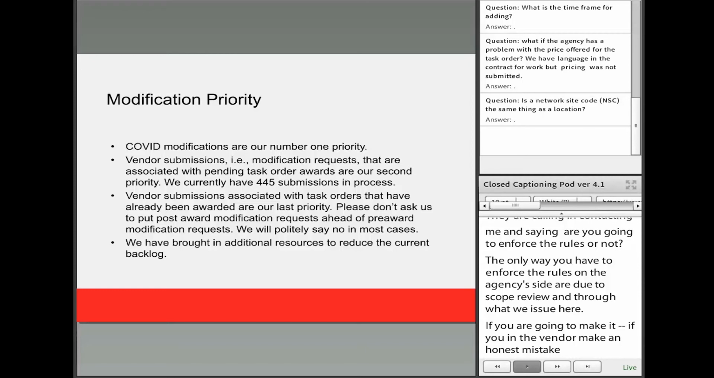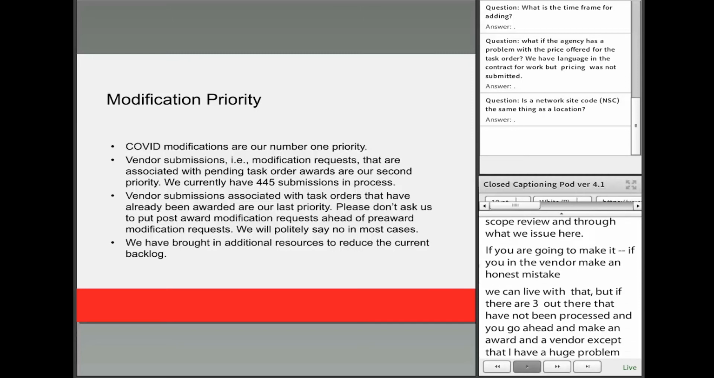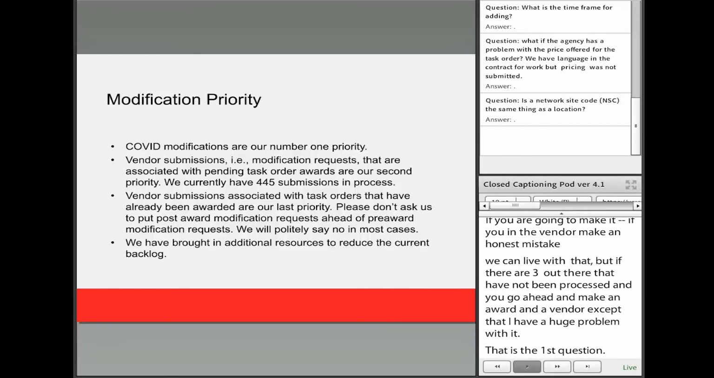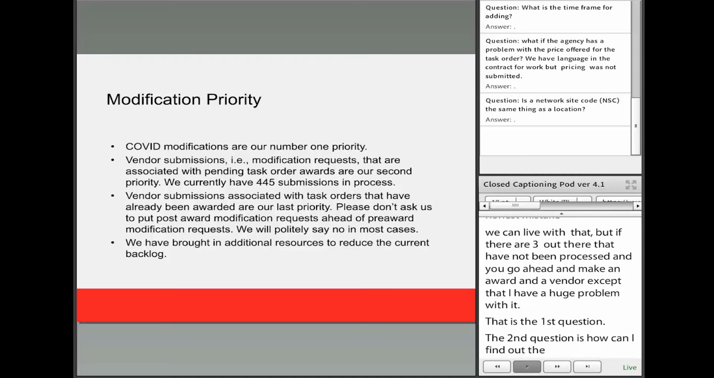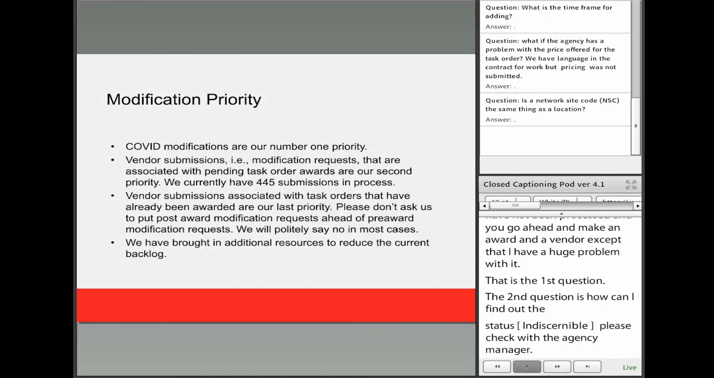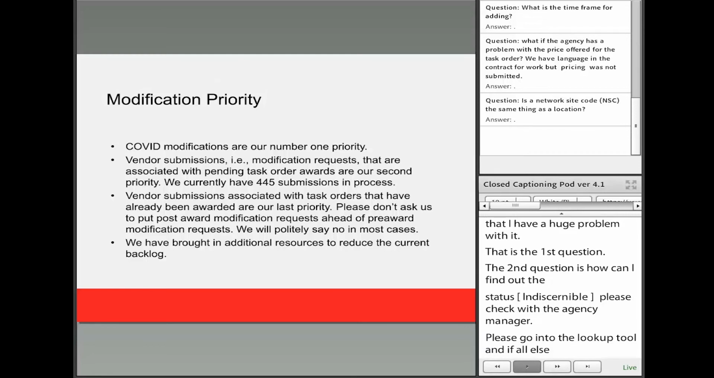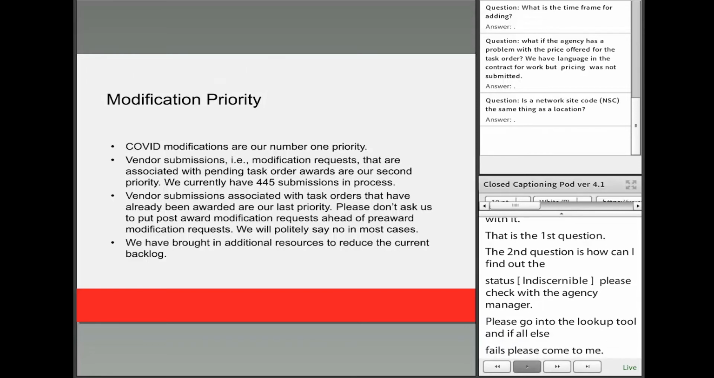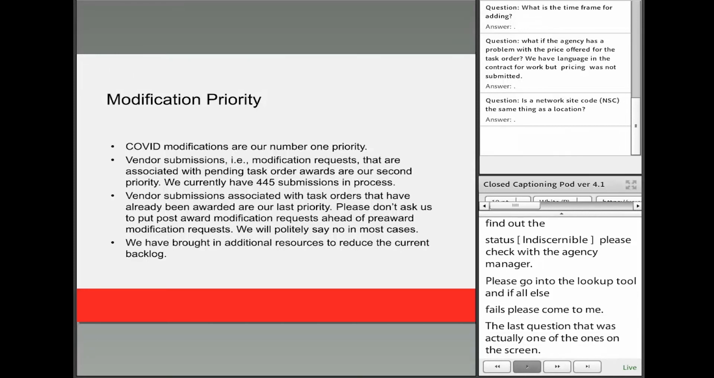The second question, how can I find out from GSA the status of mods that impact task orders? So I don't want to reiterate everything, but your first line is, please check with the agency manager. Please go into the NHC lookup tool. And if all else fails, please come to me. And the last question, which actually was one of the ones on screen, my task order was awarded, but doesn't include all the current locations I need for service. What do I need to do to begin transition?